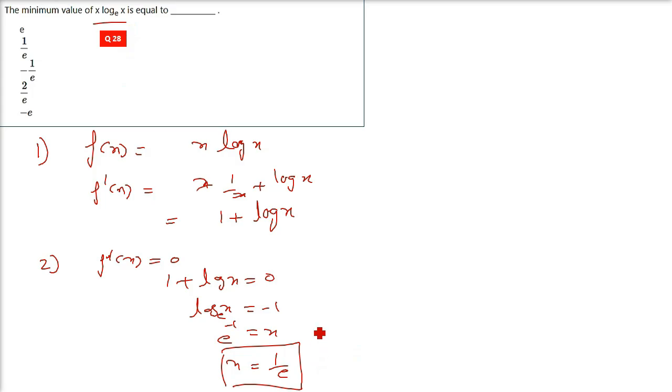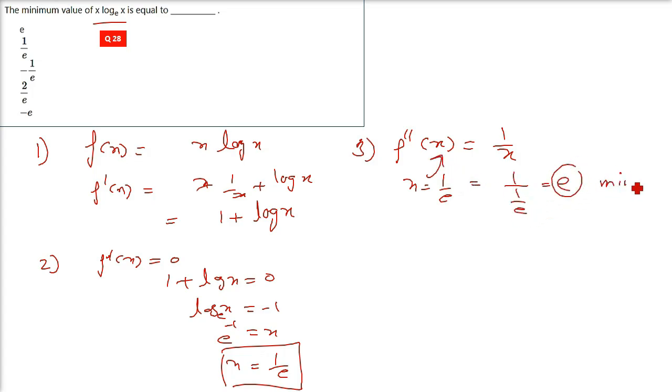or extreme point. But we have to find out the minimum value of the function, so we have to place this 1 by e in the original function to get the value. Before that, we have to check for minimum and maximum also. So f double dash x, we will double differentiate 1 plus log x. It will be simply 1 by x. And at x equals 1 by e, you are going to get e. This is minimum, because it is a positive value. Positive value will give you minimum.